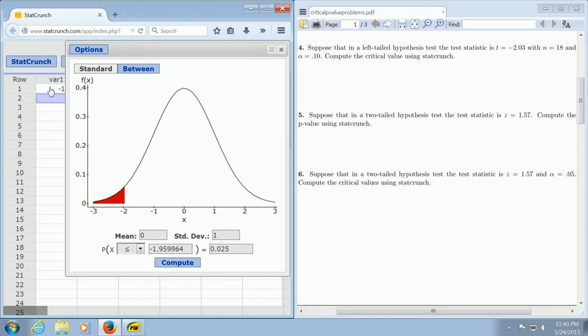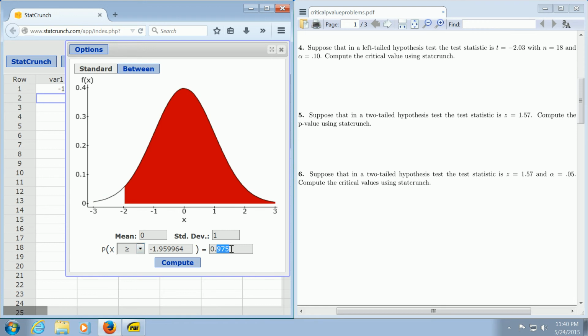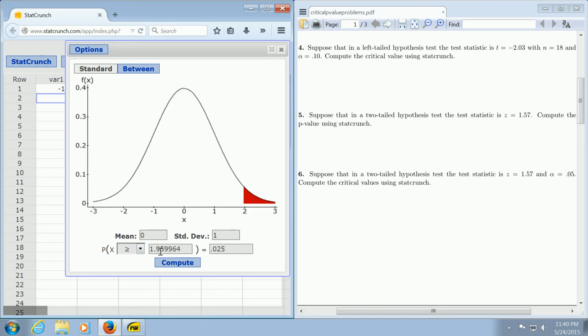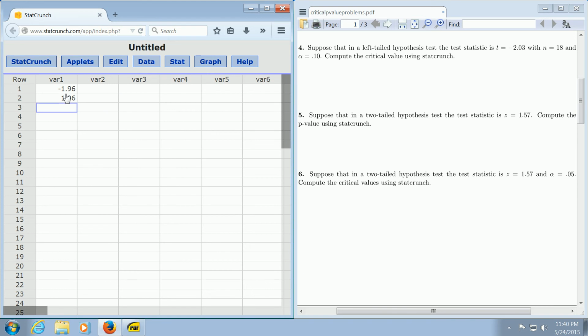-1.96. And then, if you pick greater than, and you enter 0.025 again, and click compute, you get the other one. So there it is, 1.96. So the answers are -1.96, and 1.96.